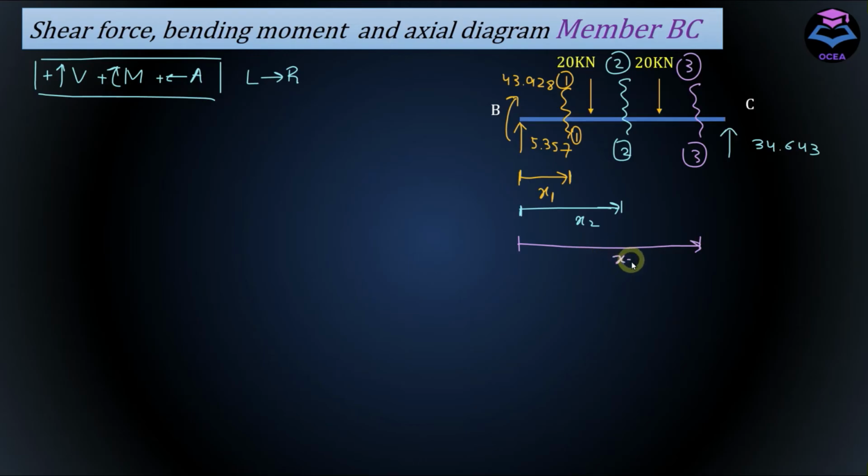To write the shear force equation, stand on a section, see on the left hand side, and take the algebraic sum of all the vertical forces acting before this section. So we have this 5.357 acting upward, hence positive.